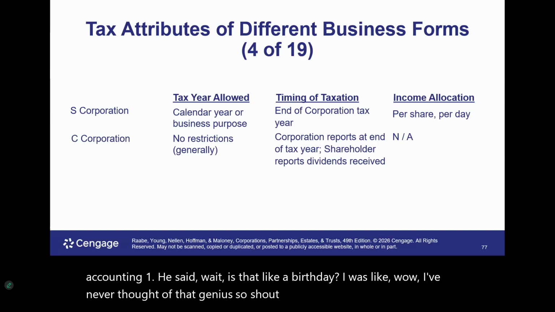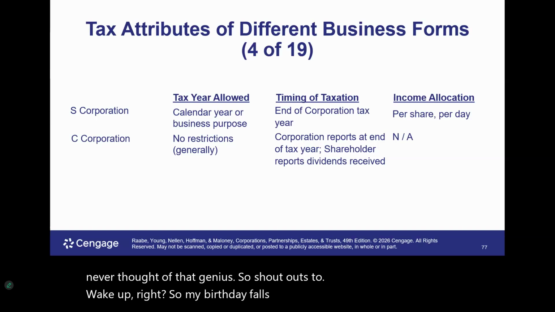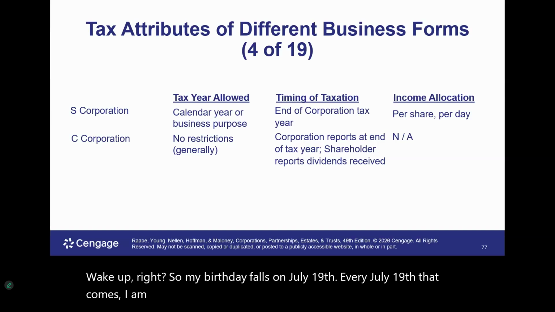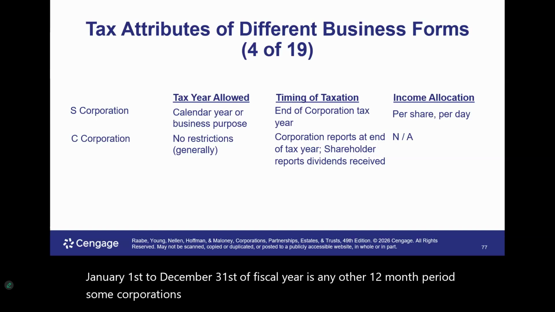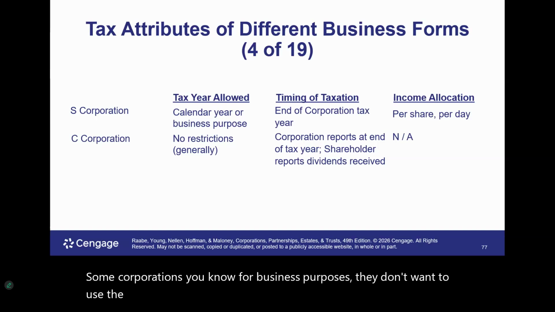So my birthday falls on July 19th. Every July 19th that comes, I am now a year older. So that is my fiscal year. So calendar year, January 1st to December 31st. A fiscal year is any other 12-month period. Some corporations, for business purposes, don't want to use the calendar year. So just keep that in mind.